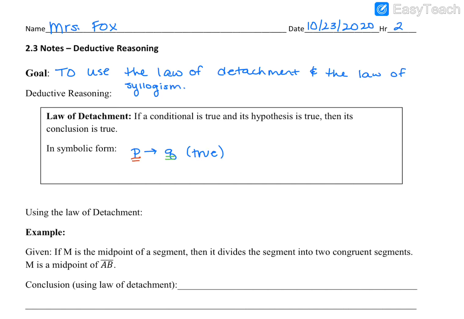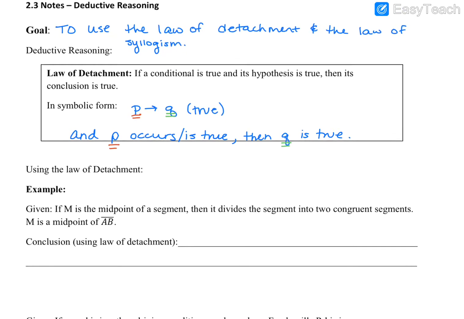So if you have this conditional statement, P implies Q, and that's true, and P occurs, and it's detached, it's not the generic statement, it's applied to something specific. So when P occurs, meaning it's true, so P is true, then Q is true also for that specific event. So P occurs and Q must follow. So we're going to do a couple examples of this law of detachment.